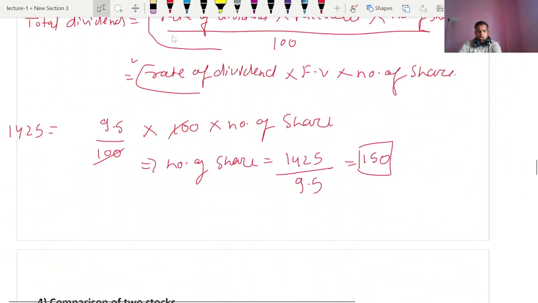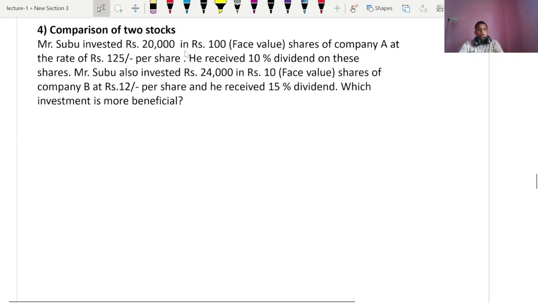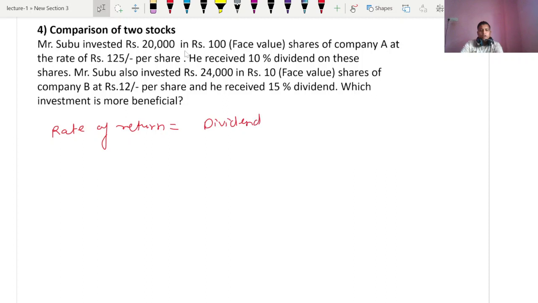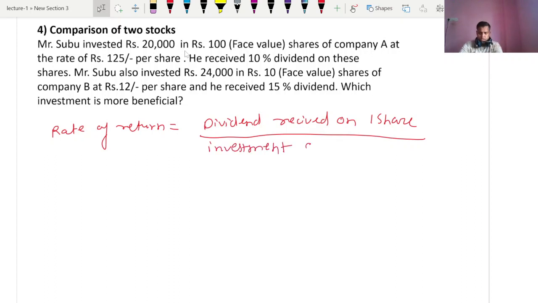So the rate of return is equal to the dividend received on one share, or per share, divided by the investment or purchase price of one share, multiplied by 100.